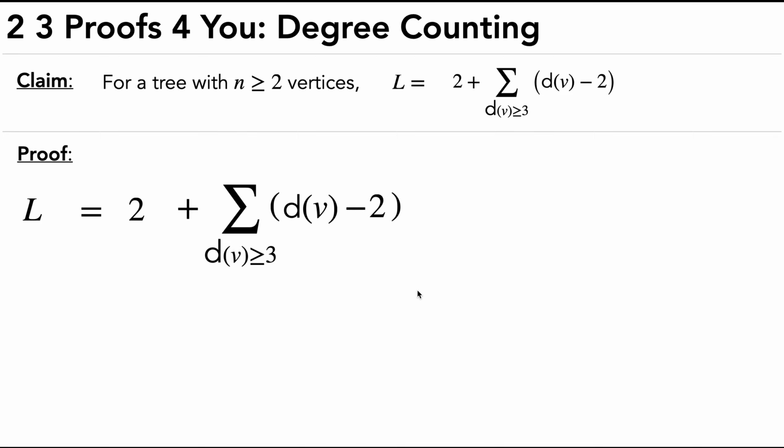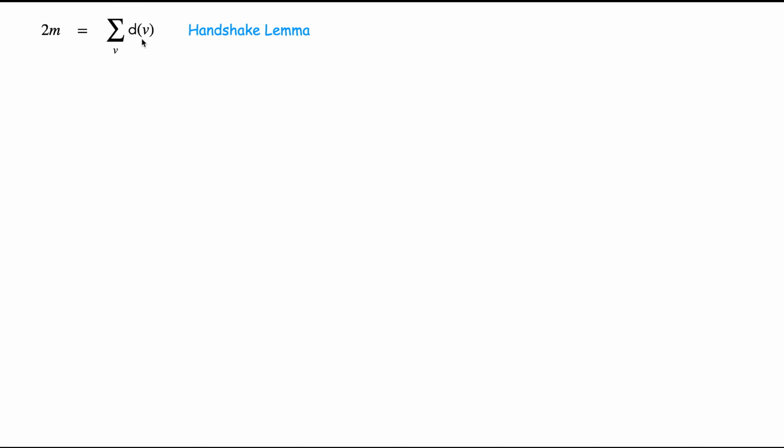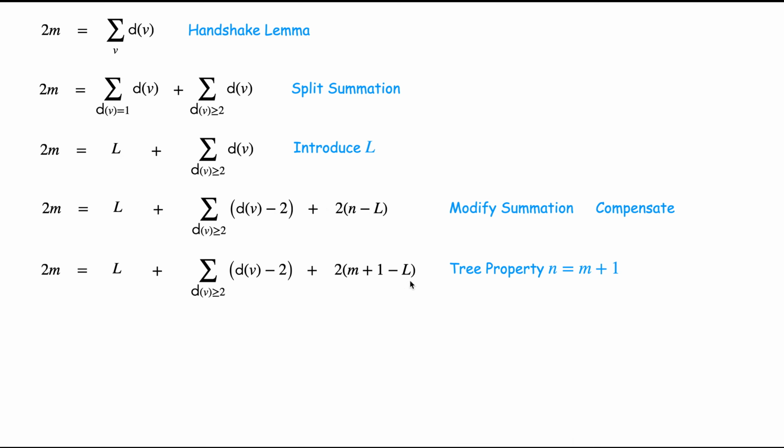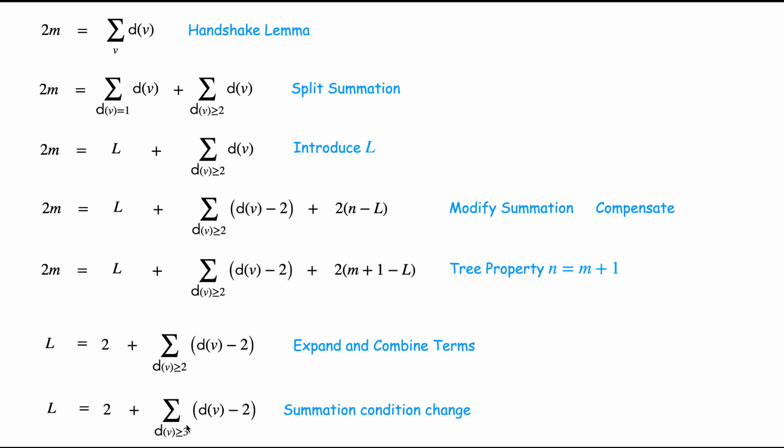To summarize all the steps we did, we started off with the handshake lemma. We split up the summation, which was useful because it introduced the L term. Then we modified our summation so it would have the minus 2, and we had to compensate for that modification. Then we applied the tree property, the fact that n is equal to m plus 1. You could have equivalently worked on the left-hand side and used m is equal to n minus 1. Then we expanded and combined like terms. That simplified a lot. The very last step was to change our summation condition, switching out this 2 for a 3, noting that whenever the degree of the vertex is equal to 2, we aren't actually adding anything.